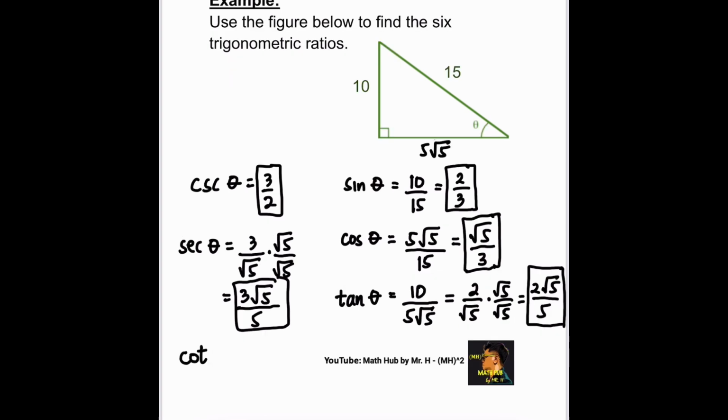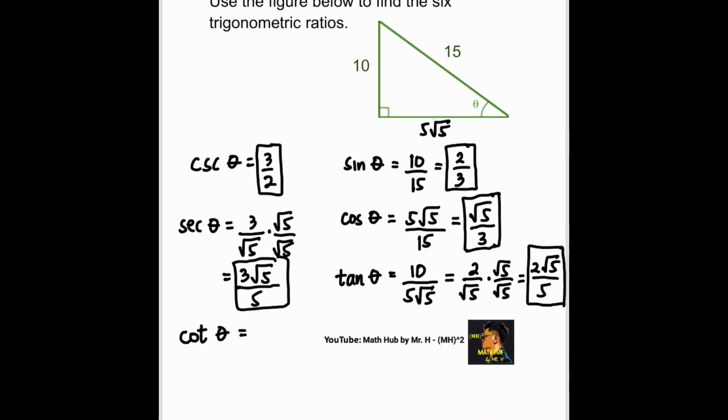So cotangent theta equals reciprocal of tangent theta. So if tangent theta is 2 square root of 5 divided by 5, then cotangent theta will be 5 divided by 2 square root of 5. Alright, so after simplifying this, for cotangent theta, we're gonna have square root of 5 over 2.